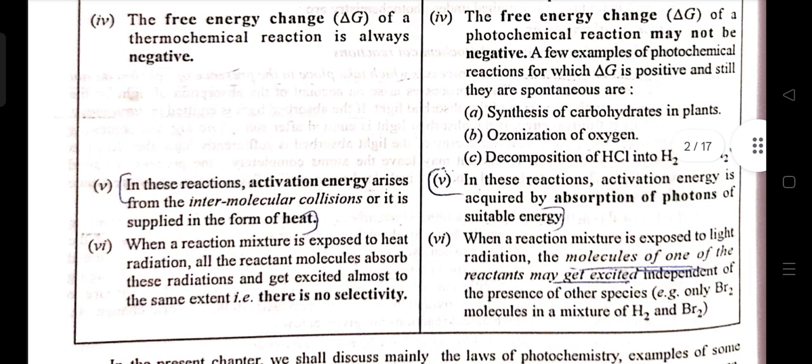Fourth point: the free energy change of a thermochemical reaction is always negative. The free energy change of a photochemical reaction may not be negative. A few examples of photochemical reactions for which delta G is positive and still they are spontaneous are: first, synthesis of carbohydrates in plants; second, ozonization of oxygen; third, decomposition of HCl into H2 and Cl2.